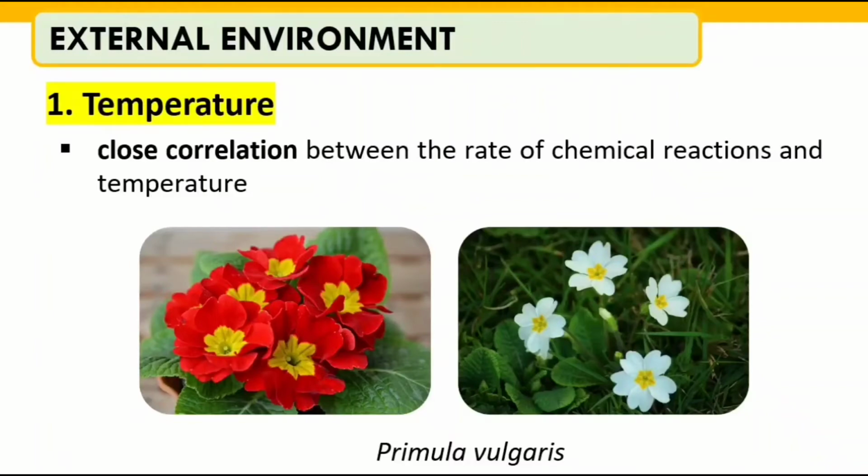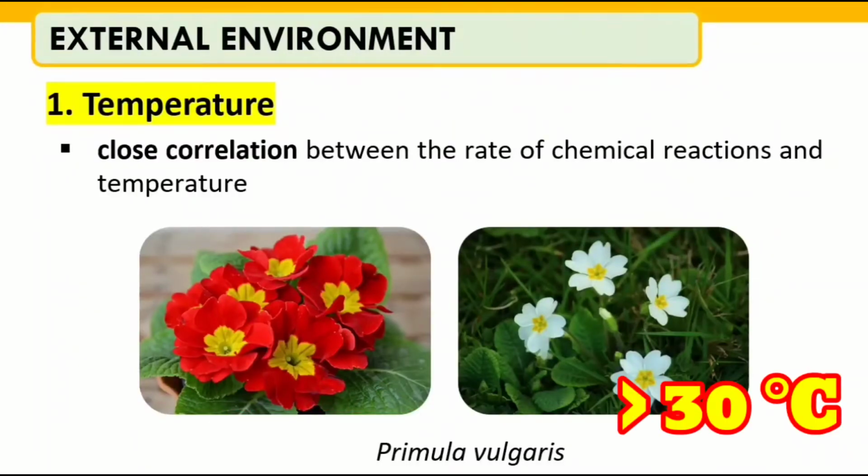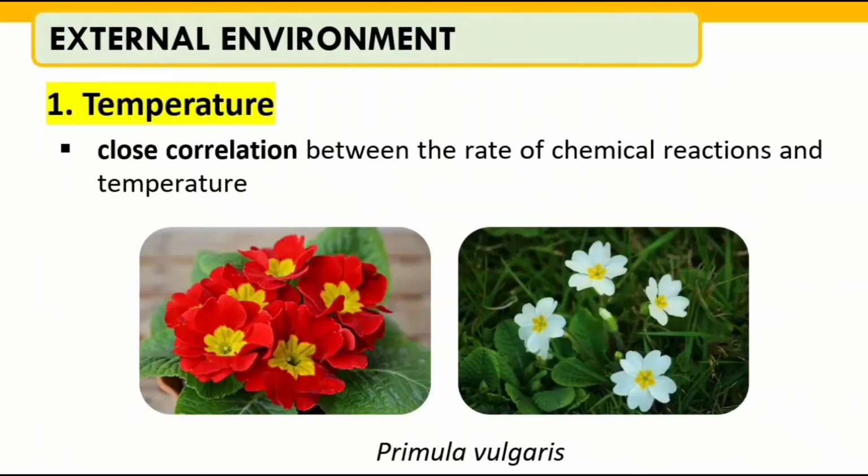So yung red color nung flower na primrose at room temperature is red, no. So red color yun at room temperature. But when the temperature exceeds at over 30 degrees, no, the color of the flower is white. So, yun yung effect ng temperature sa phenotypic expression ng isang trait. So, pareho lang sila ng genotype, but because of environmental factors, the phenotypic expression differs. Okay? So, yun yung example for temperature.